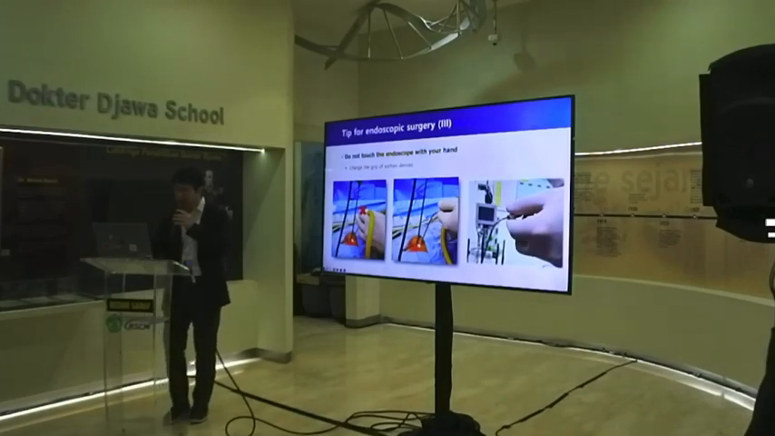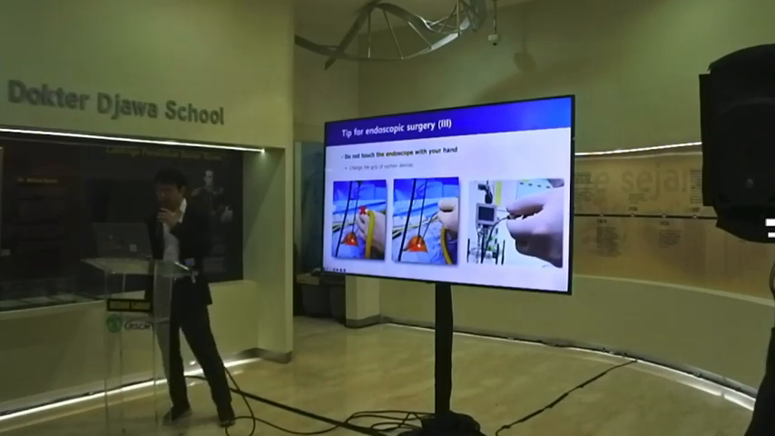And this slide introduces a key concept: avoiding the fighting between the endoscope and the surgical instrument. A crucial tip is to change the grip of the suction device and not touch the endoscope with your hand.